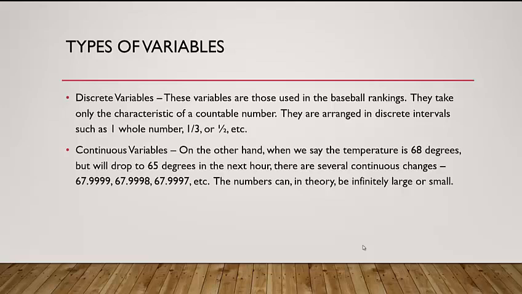So when we say 65 degrees outside, it could be 65.9975 degrees. It could be 65.5632 degrees. Those things, those infinite numbers that we could carry out, those are continuous variables. Okay, so just know the difference. We're going to stick to discrete variables for the most part that we see.